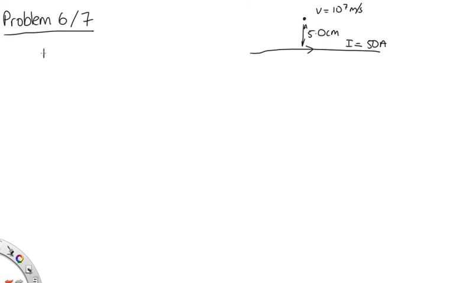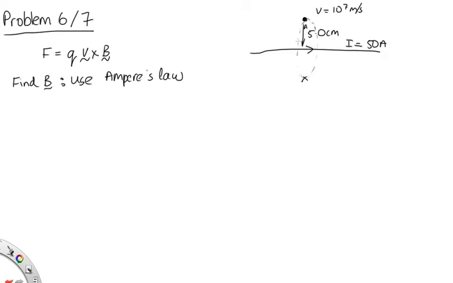Okay, the force on the electron is given by QV cross B. So to work out the force on the electron, we'll need to know the magnetic field caused by this wire at this point. So first find B. To do that, we can use Ampere's law. So we'll draw a circular loop, which is coming up out of the page here, going down into the page here, and it's got the radius 5 centimeters, like that.